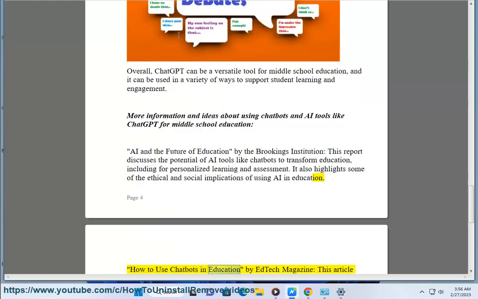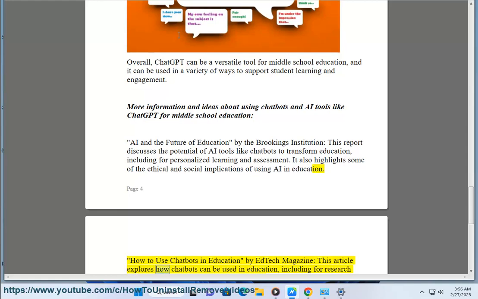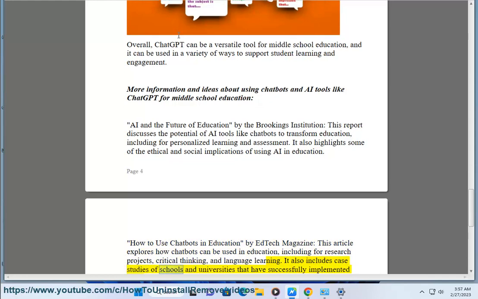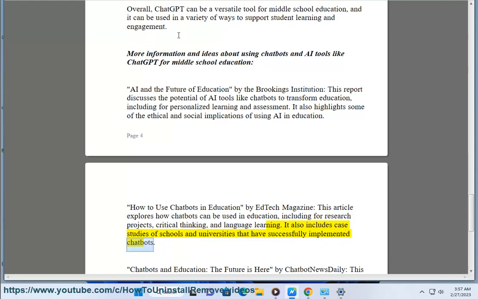How to use chatbots in education by EdTech Magazine. This article explores how chatbots can be used in education, including for research projects, critical thinking, and language learning. It also includes case studies of schools and universities that have successfully implemented chatbots.